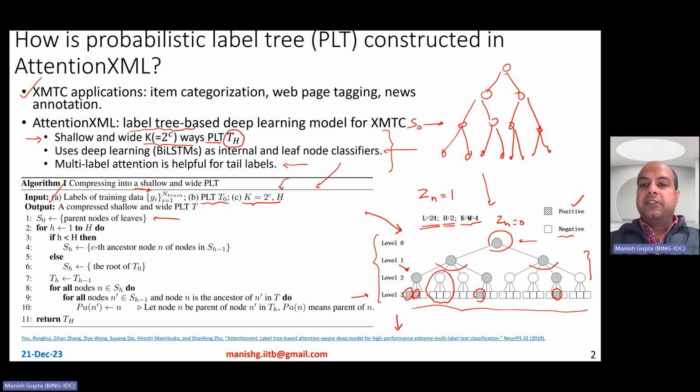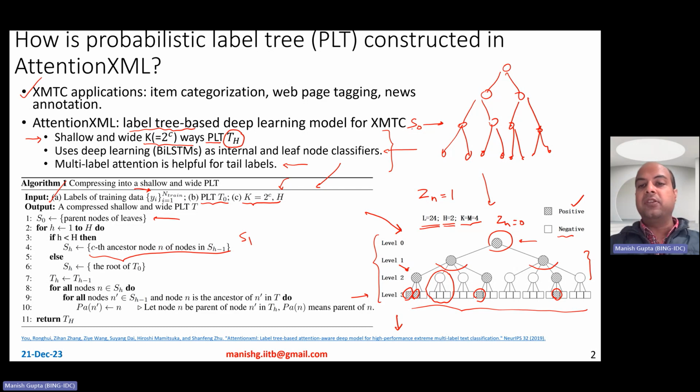So what you do is, for h equal to 1 to H, you're going to repeat this process H times, whatever is the final height that you desire. For h less than or equal to H, you're going to say Sh, in our case, in the first pass, it's S1, is going to be the C-th ancestor node n of nodes in S(h minus 1). So essentially, if I want to have C equal to 2, that would give me a four-way tree. So if I want C equal to 2, I would consider the C-th ancestor of node n of nodes in S(h minus 1).